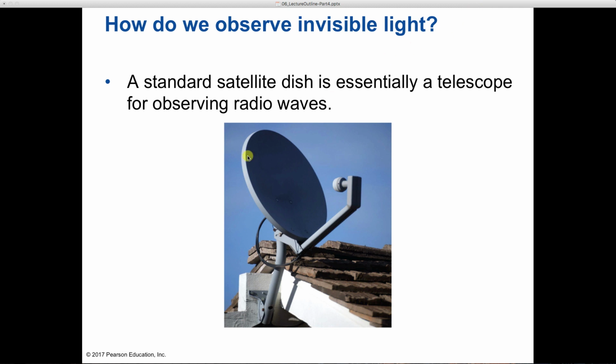So this dish is really like a mirror that reflects radio waves, or maybe microwaves, longer wavelength light, into a receiver here, and that gets turned into an electrical signal and fed into your house, basically into your television ultimately. And so radio waves are detected with dishes that look like mirrors, but they're not shiny because they don't reflect visible light very well, but they do reflect radio waves very, very well.